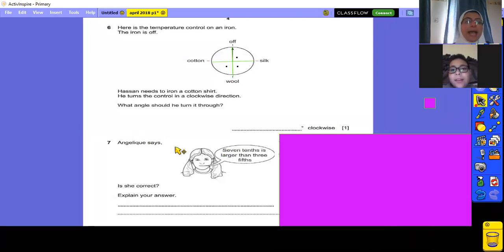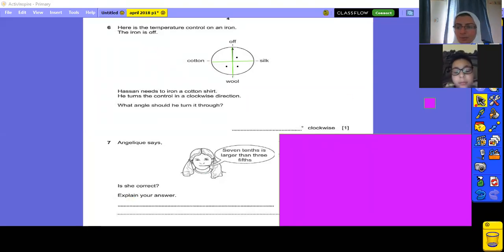He's telling you in this question, Anjali says 7/10 is larger than 3/5. So first of all, you need to explain. Whenever you have this question, you need to do it this way. You need to show me, find equivalent fraction. 7/10, it's already 7/10. You don't need to simplify it or make equivalent. You need to make the 3/5 equivalent, the common denominator to the 7/10.